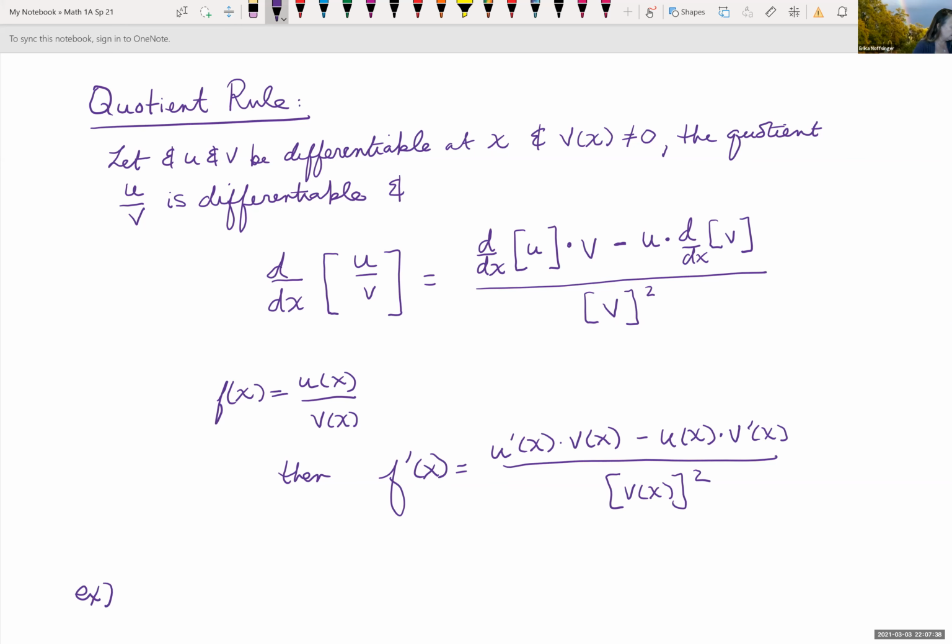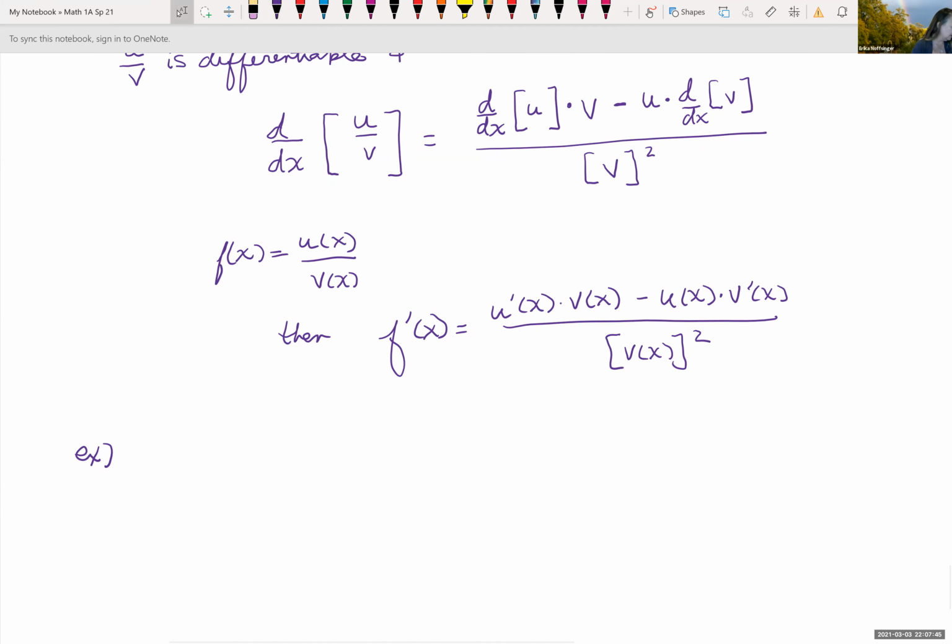So looking at one, let's say we had the following. y is equal to 4 minus 3x all over 3x squared plus x. Okay, so there's no way to manipulate this so that it would make it easier to take the derivative. So we need to go ahead and use the quotient rule.